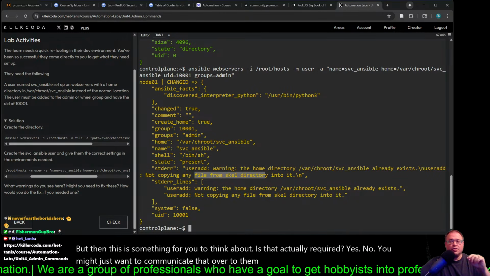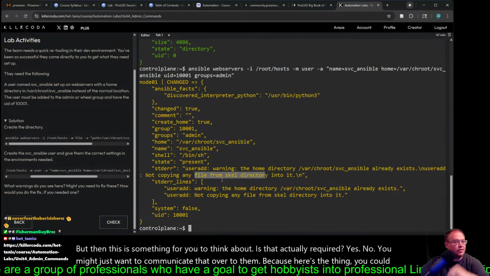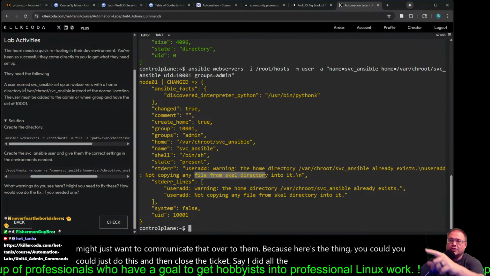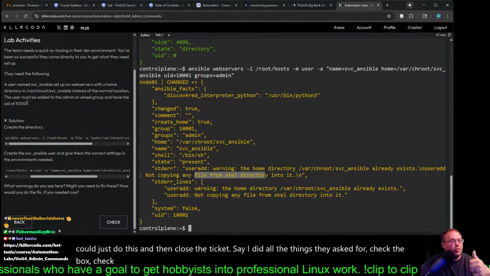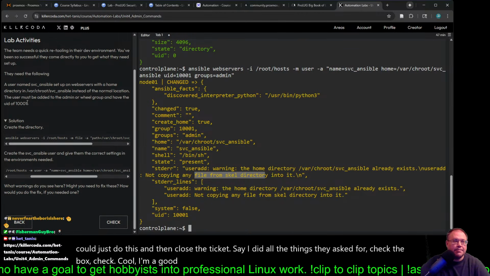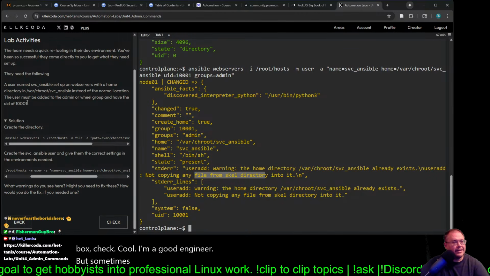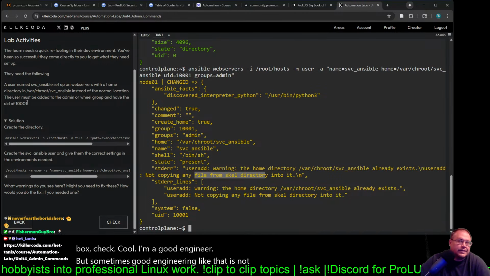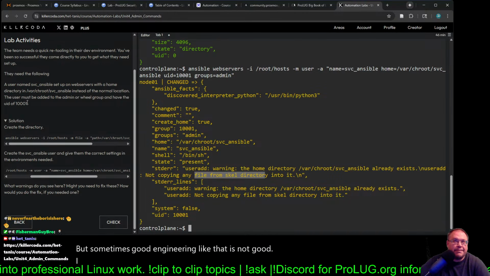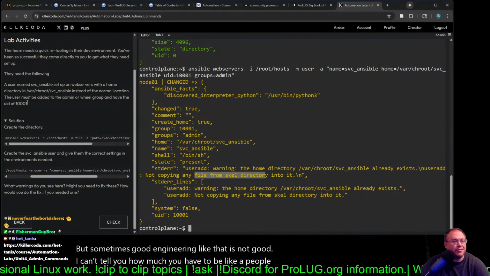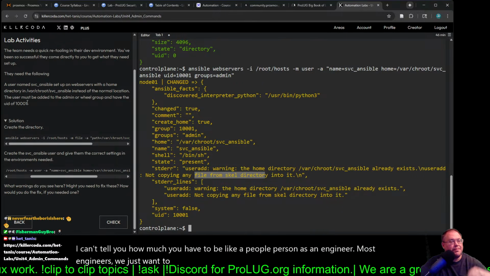Because here's the thing. You could just do this and then close the ticket. Say, I did all the things they asked for. Check the box. Check, check, check, check. Cool, I'm a good engineer. But sometimes good engineering like that is not good. I can't tell you how much you have to be like a people person as an engineer. Most engineers, we just want to live in basements and not be bothered by anybody.